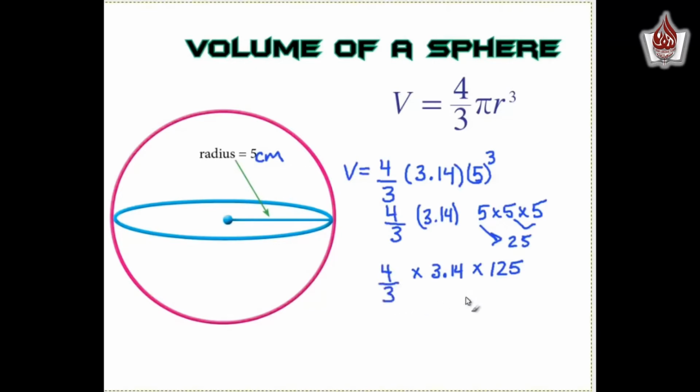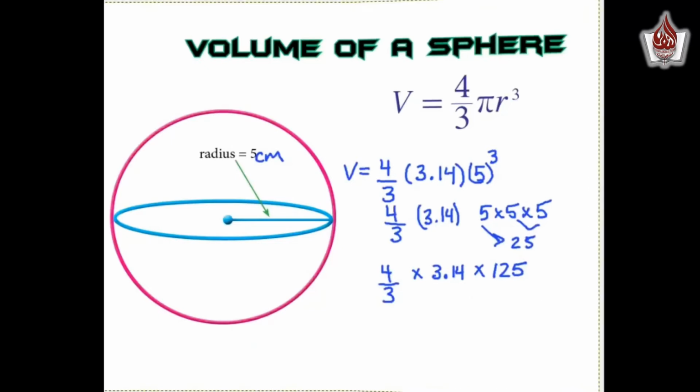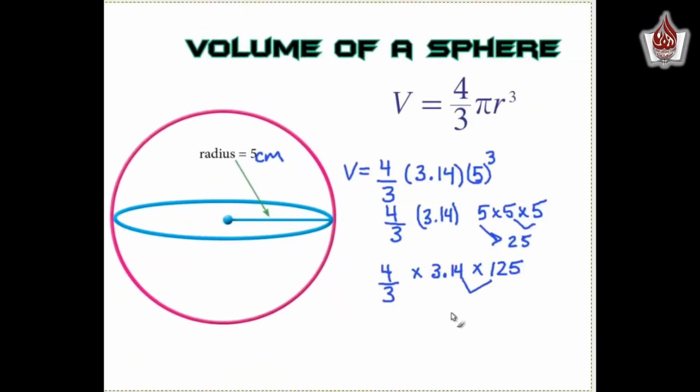Let's multiply 3.14 times 125, and that gives us 392.5. Now we just have to multiply by our 4/3. This is probably the trickiest part for students, but an easier way to do this is to know that we're going to multiply 4 across the top and then divide by 3 on the bottom. So let's do our multiplication of 392.5 times 4. That gives us a nice 1,570.